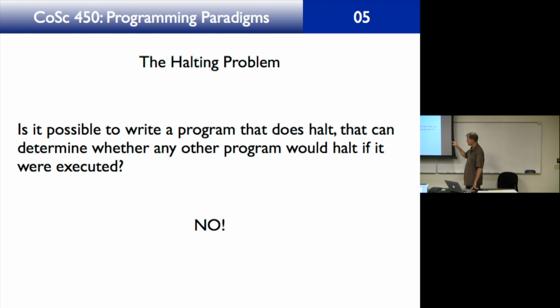Okay, so that's the statement of the halting problem. Is it possible to write a program that does halt that can determine whether any other program would halt if it were executed? And the answer is no. Did you say we have to write this? Yeah, you need to know how to state this. It's important to not only be able to prove the halting problem, you need to be able to state it. This is not a very mathematical description of it, but it's good enough for our purposes. Are we good? And the answer is no.